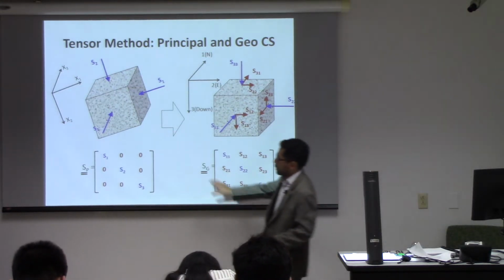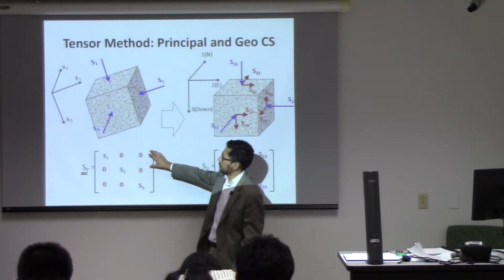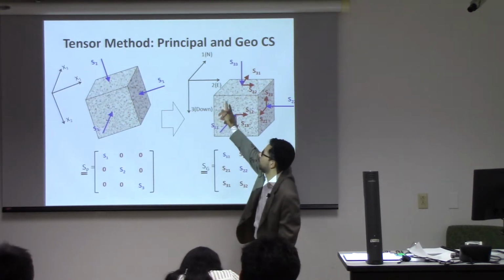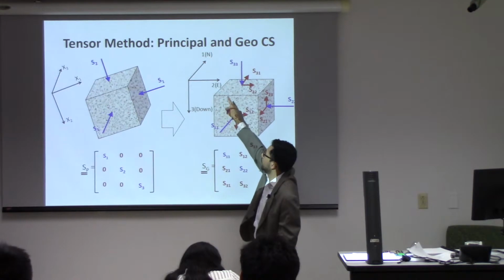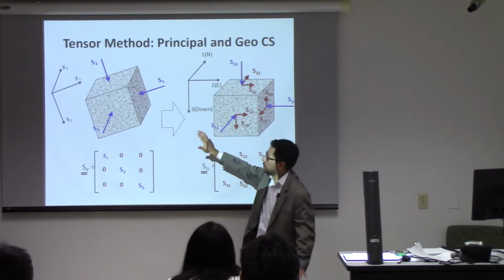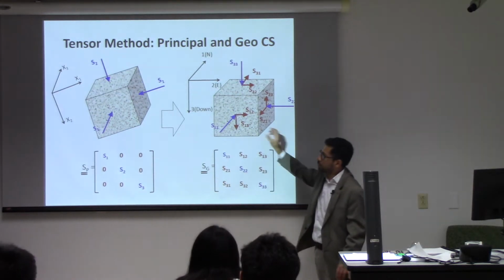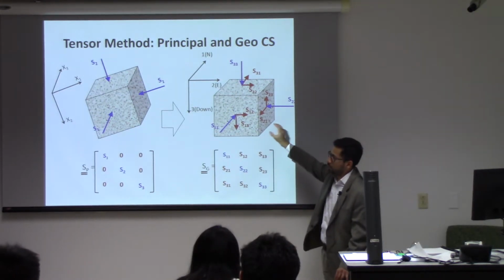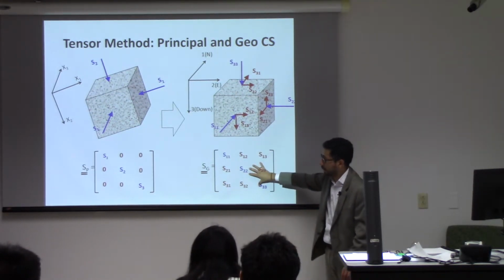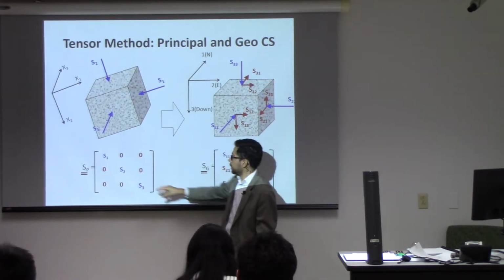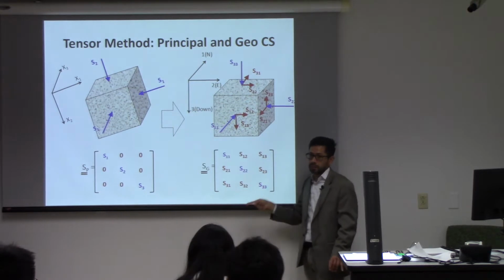So this is our matrix of principal stresses, for an arbitrary condition. Now it's not necessarily aligned with 1, 2, 3 or with NED. It's an arbitrary state of stress. When you write that state of stress in the geographical coordinate system, it's not going to be as easy. Now it's going to have off-diagonal terms.